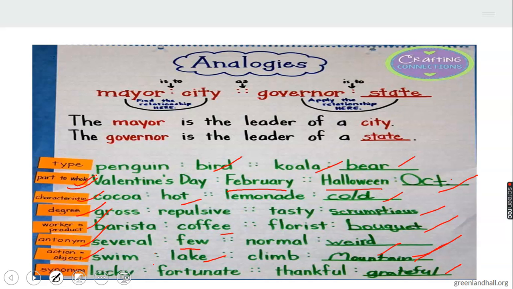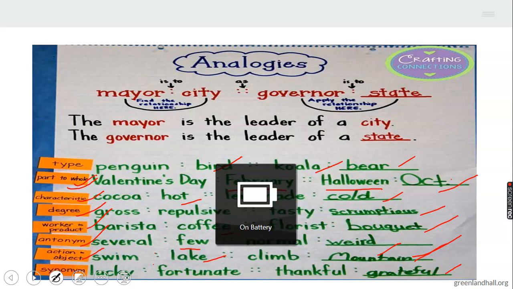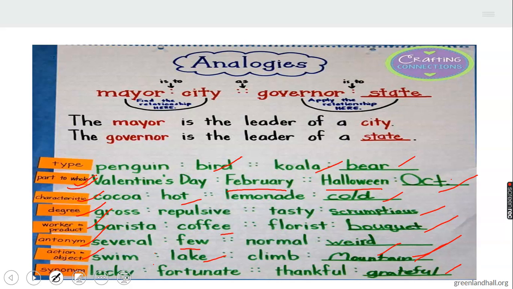Now you can also talk about action to objects. You swim in a lake, you climb a mountain, that's an action. You're climbing, that's the action. And then you swimming, that's another action. Then it can also be synonyms. That's lucky. Synonyms talks about words that have a similar meaning. Like I told you in the verbal class, when we talked about synonyms and antonyms, words that are synonymous are words that are similar in meaning. So we have lucky is the same thing as fortunate, while thankful is the same thing as grateful.